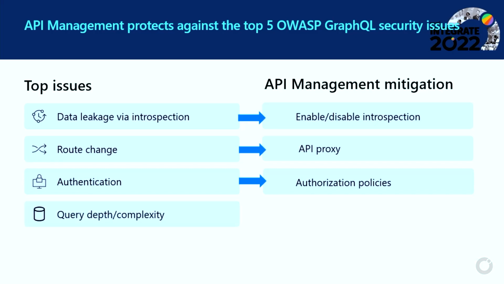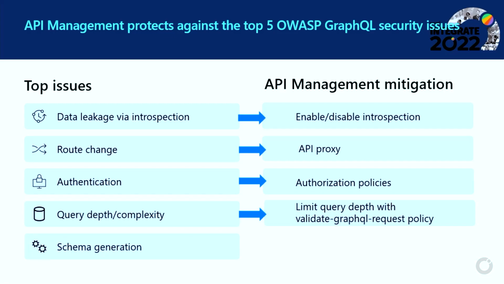Next, we have query depth and complexity. I showed you how you could use that validate GraphQL request policy to place a limit on how complex those queries could be. And when you have a really complex query, it puts a real burden on your backend, and it can create room for a DDoS attack. So that's never fun. And you don't want that to happen and bring down your backend. So I showed you that policy. That makes it really easy to set a limit on how complex the queries can be.